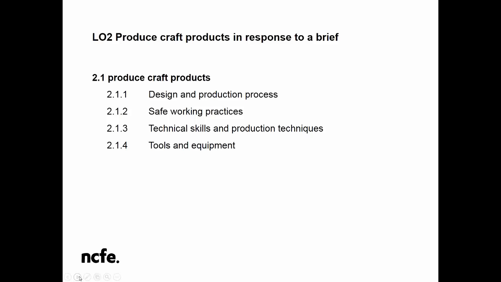And the disciplines, again, are those which we've mentioned previously. So you've got your ceramics, metal craft, printing, paper craft, textiles, wood craft, and plastic craft. And these are all going to be assessed during the internal synoptic brief. So the areas that learners need to cover are the design and production processes, safe work and practices, technical skills and production techniques, and lastly, tools and equipment.